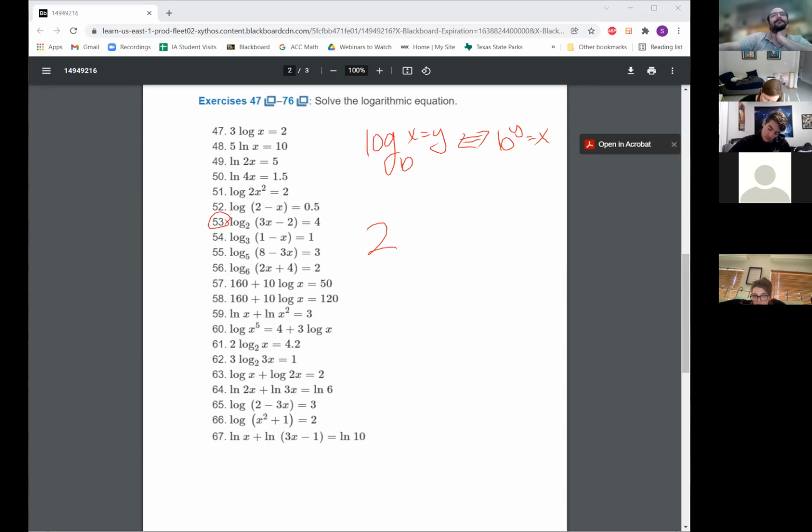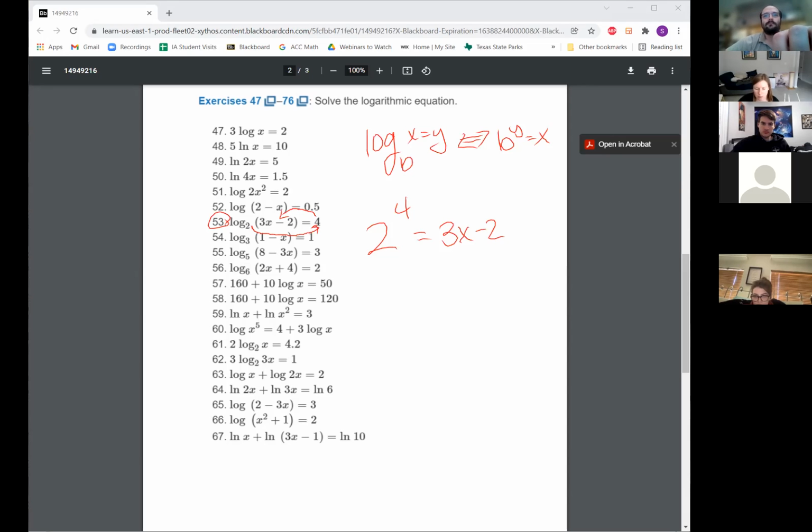Because right now we're on this side, right? So that y becomes our exponent. So that would be 4. I like to think of it as a circle: 2 to the 4th, and then equals the inside. It's a going around thing. That's how I like to think about it.